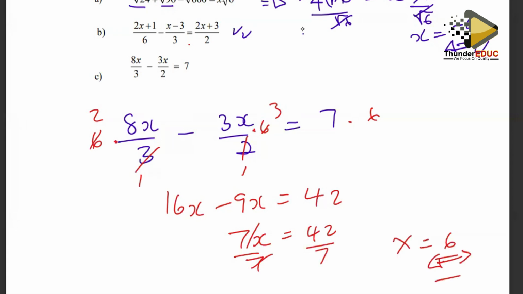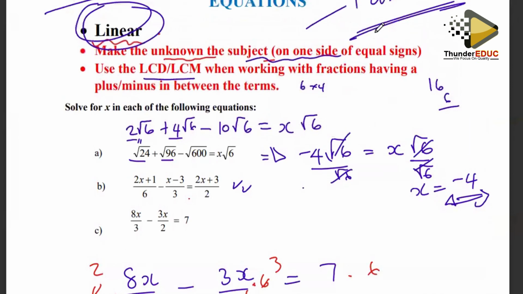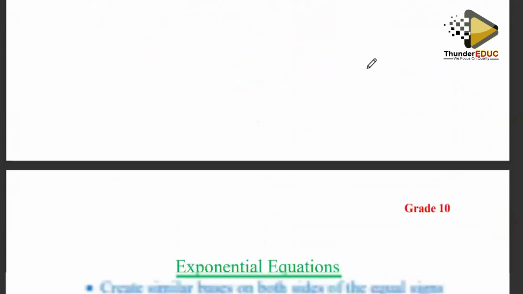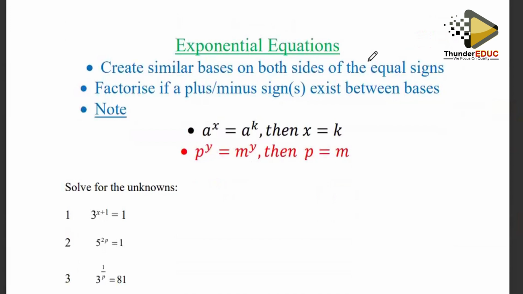Okay, so if you want to use the crisscross, yes, go ahead and use it and then multiply both sides by the denominator that you end up with. All right, so that is how we work out the linear equations, okay? Next, we have what we call the exponential equations.